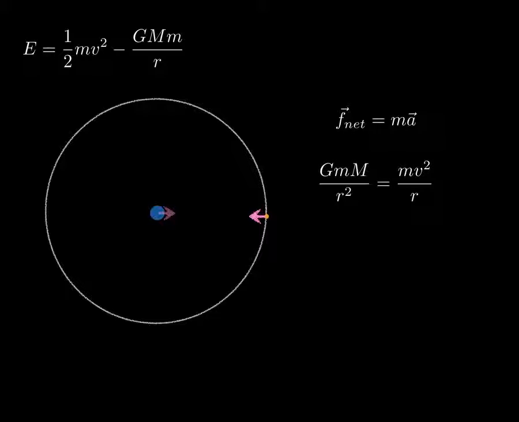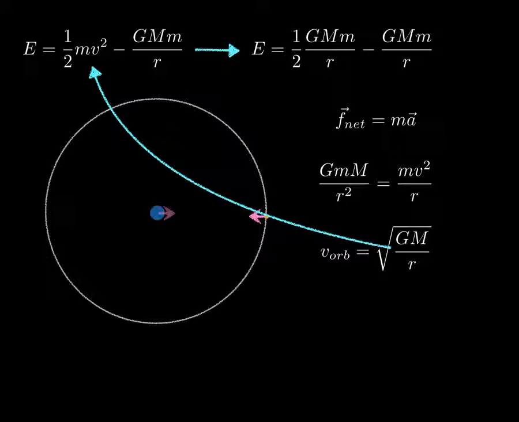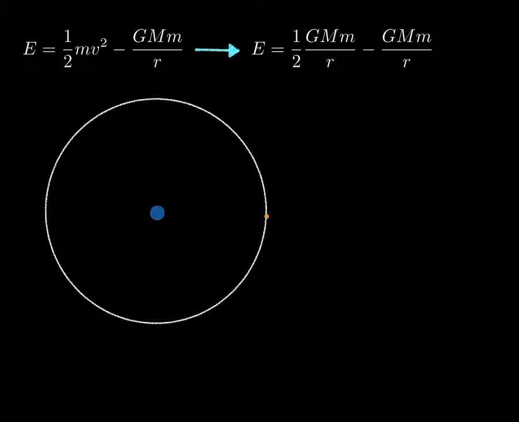And on the right-hand side of the equation, we know that the acceleration is v squared over r, so we can make that substitution. And then with a little algebra, you can solve for v to get the orbital velocity, and that's equal to the square root of GM over r. So this expression can be substituted in for v, and with again a little bit of algebra, you find that E is equal to 1/2 GMm over r minus GMm over r. And simplifying that expression a bit, you find that E is equal to minus GMm over 2r. So this is the mechanical energy for a satellite that's in circular orbit.